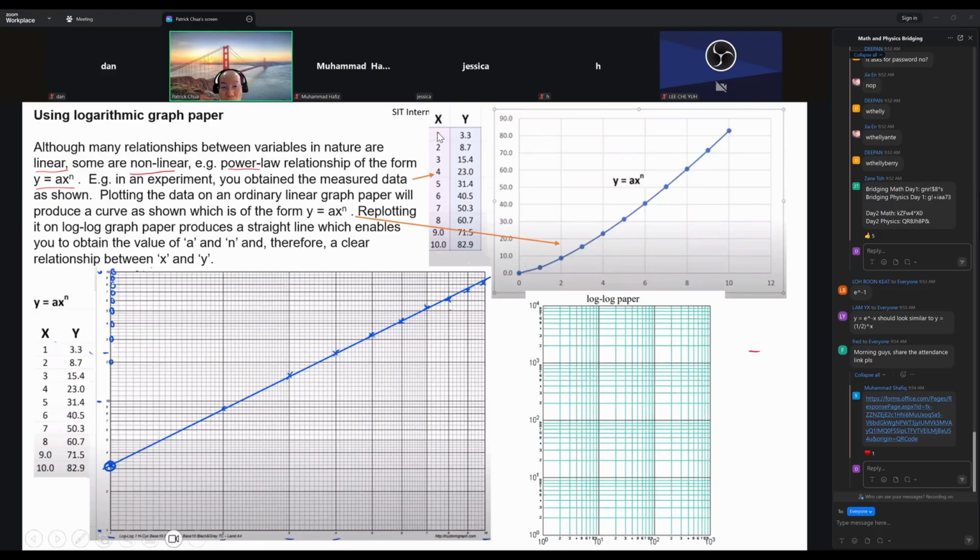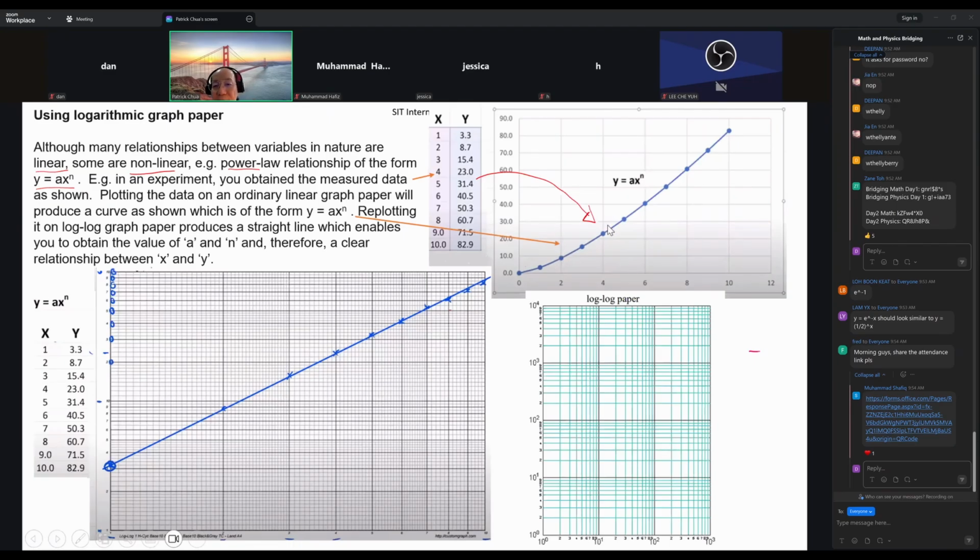For example, when x is 1, you measure y is 3.3. When x is 4, y is 23.3. And then when x is 10, y is 82.9, and so on. So from the experiment, you get a table like this. And when you plot this table out, you get this exponential curve.